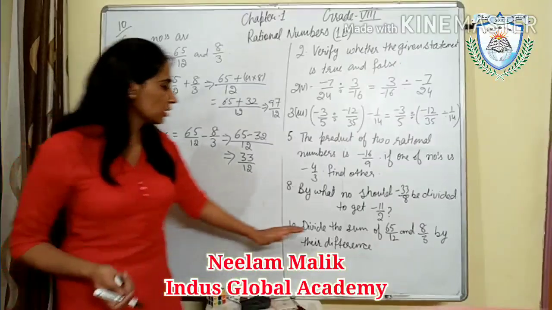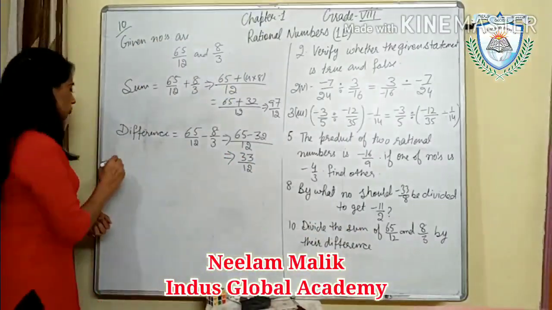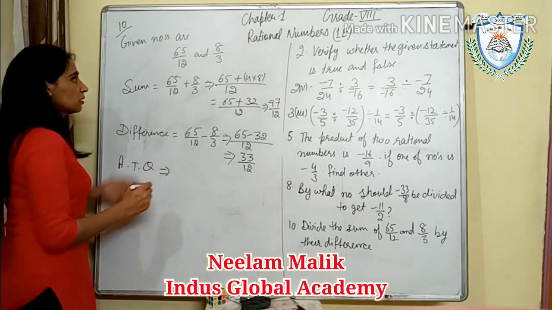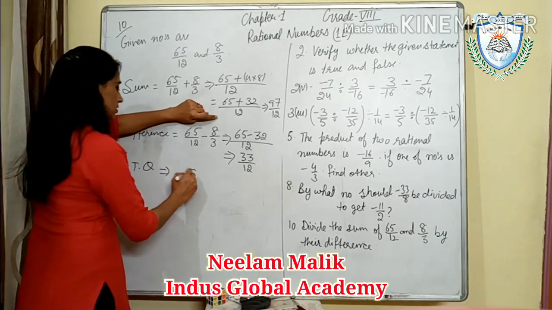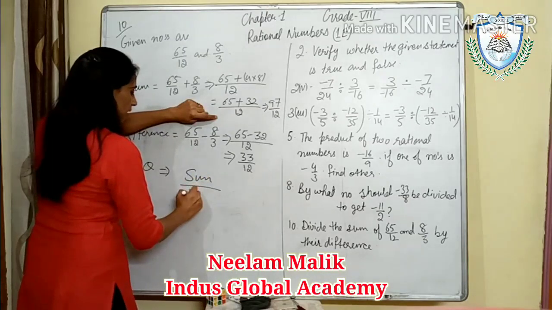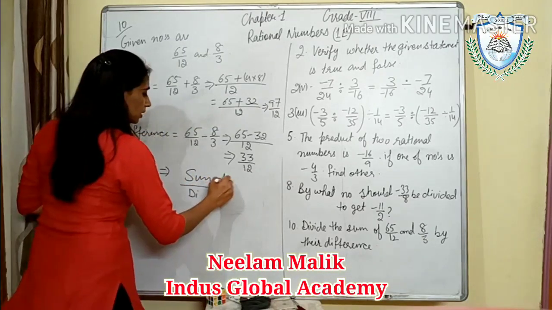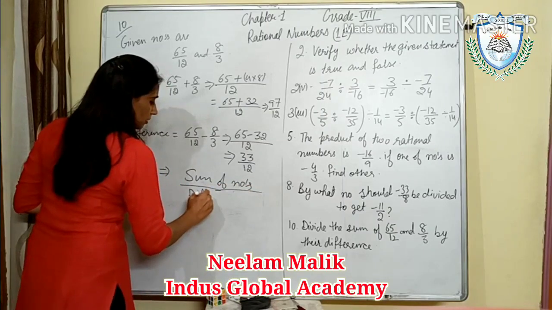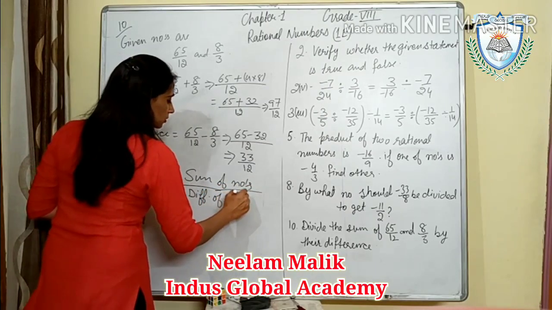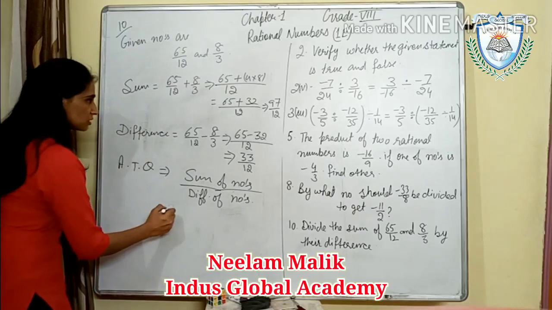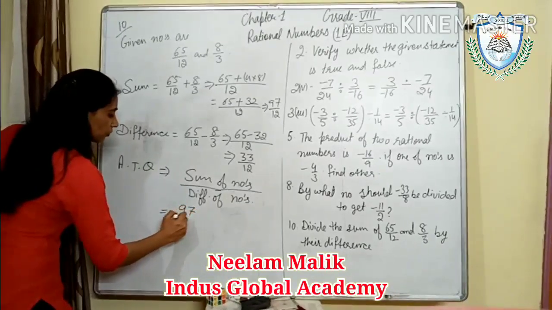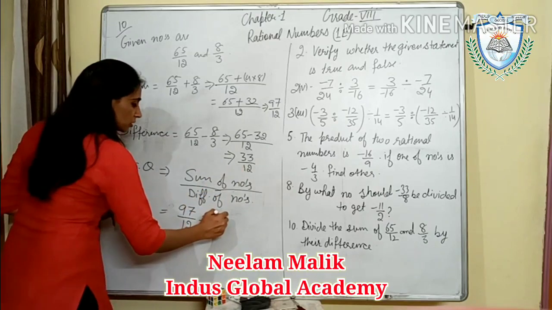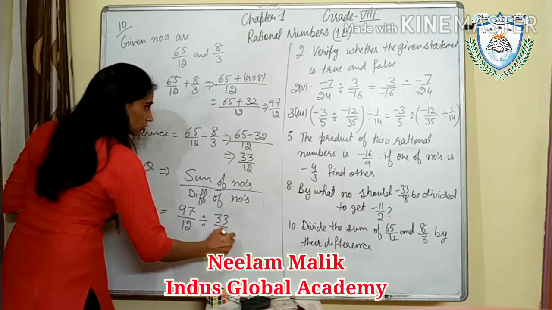And what is our statement? Divide the sum. So we will go ATQ. We have to divide the sum by their difference. Sum of the numbers, and here will be the difference of the numbers. Okay. So what is our sum? Sum is 97 upon 12. We have to divide this by 33 upon 12.